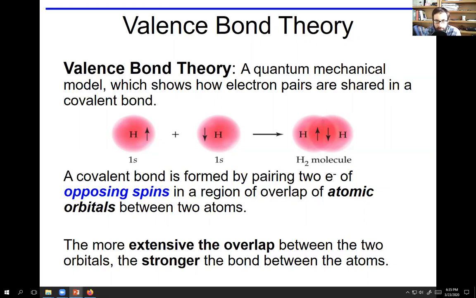This is a quantum mechanical model, and it shows how electron pairs are shared in a covalent bond. Basically, what it says is that a covalent bond is formed by pairing two electrons of opposing spins, and that there's a region of overlap between these two atoms. Without getting into any math, stronger bonds have better overlap between the wave functions of the electrons on these atoms.